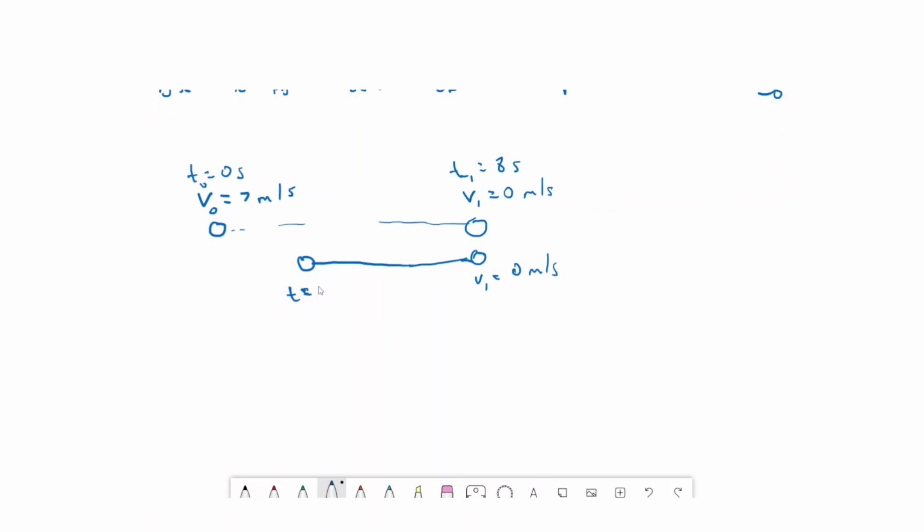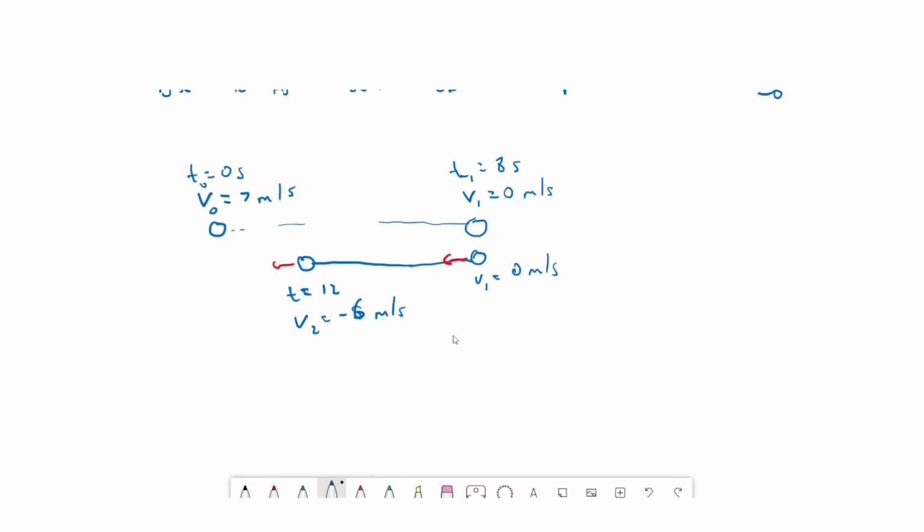All right, and then afterwards they come back, which means now they are moving in this direction, and then they end up somewhere here, and the time is, let's just say, 12 seconds, and the velocity here, let's call it v2, is minus 6 meters per second.